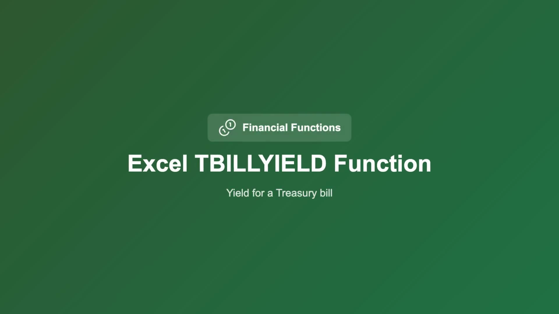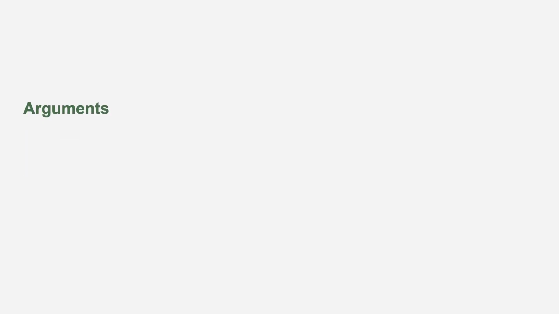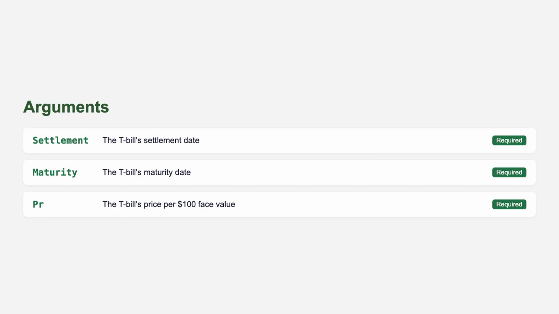Excel TBILLYIELD function. This function calculates the yield for a Treasury bill. It is one of Excel's built-in financial functions for analyzing U.S. Treasury bill investments. The syntax is TBILLYIELD with three parameters: settlement, maturity, and PR, which stands for price. All three arguments are required. Settlement is the T-bill's settlement date, maturity is the T-bill's maturity date, and PR is the T-bill's price per $100 face value.